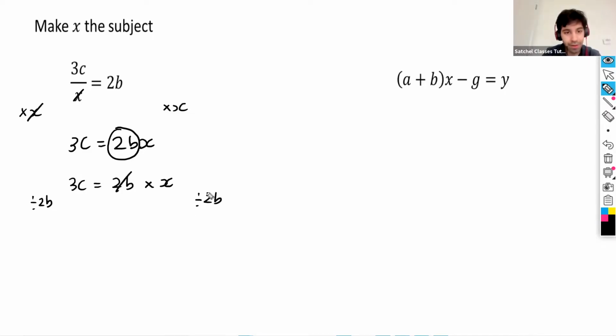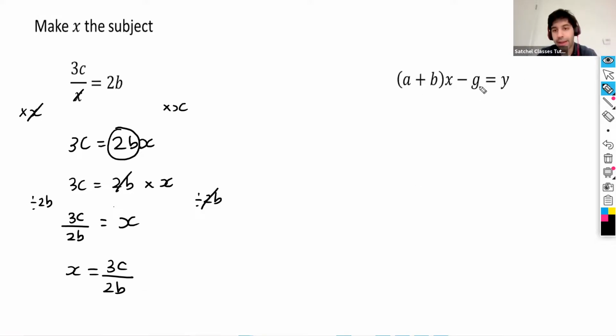So 2b divided by 2b is simply 1, so they cancel out. So x is equal to 3c divided by 2b. We can write that as a fraction now, 3c over 2b. Remember, division can be written as a fraction, because a fraction is essentially a division problem. So we've made x the subject. X is equal to 3c over 2b, or we can write it like this. It doesn't really matter which way around you write your equation. All right, another example here.